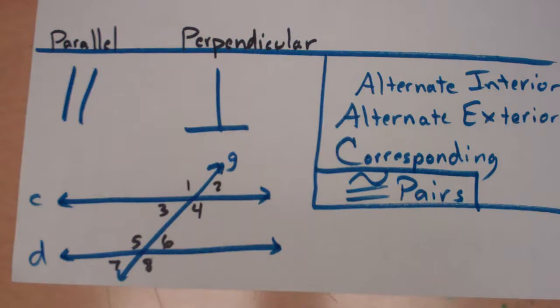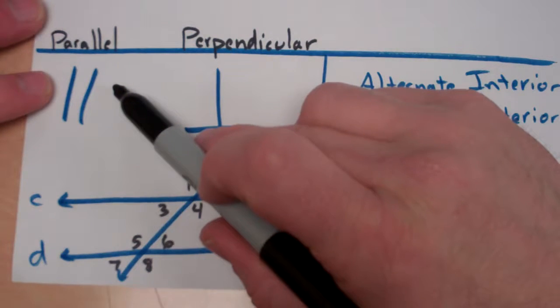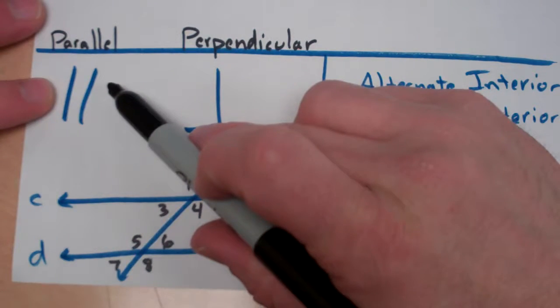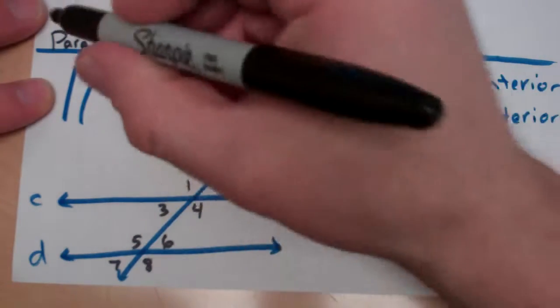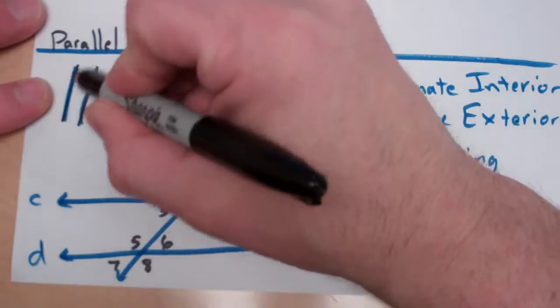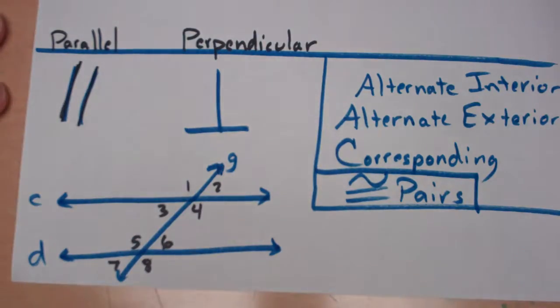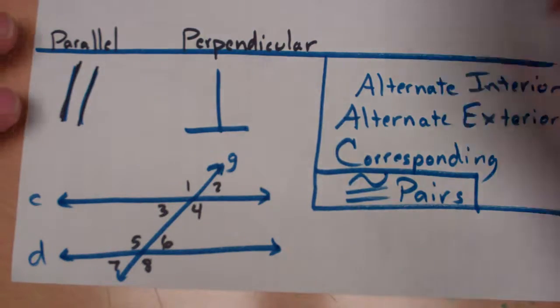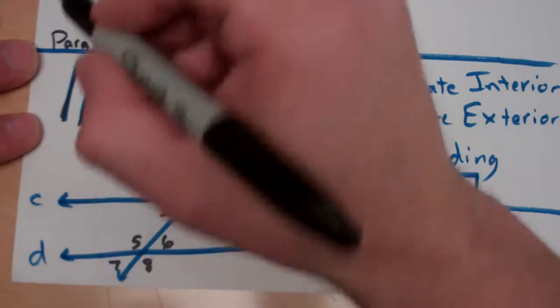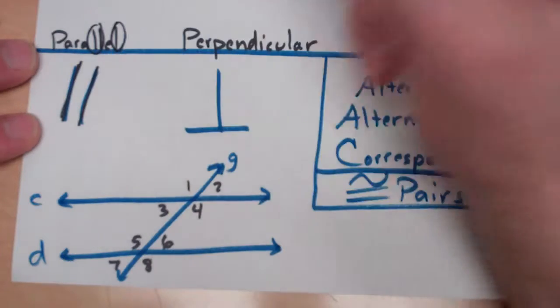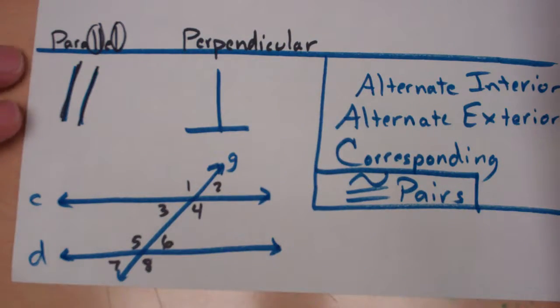Parallel. Parallel are lines, rays, or segments that are always the same distance apart. They'll never intersect. So these don't actually look like they're parallel, but if they were always the same distance apart, going forever and ever, they would never meet. It's called parallel. That's the symbol for parallel, by the way. Might remind you there's a whole bunch of parallel line segments in the word parallel.